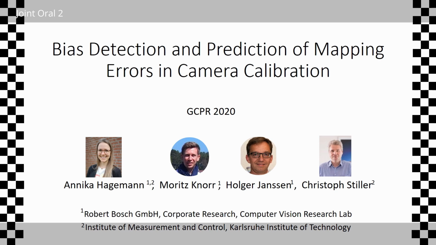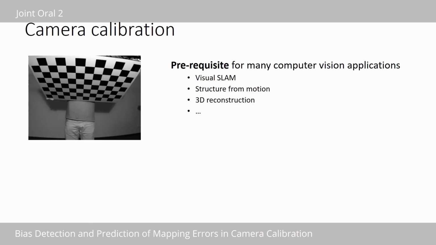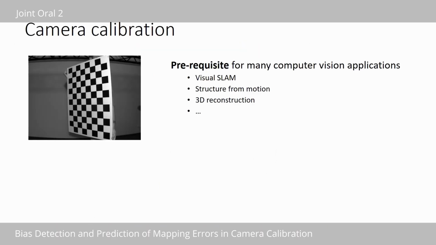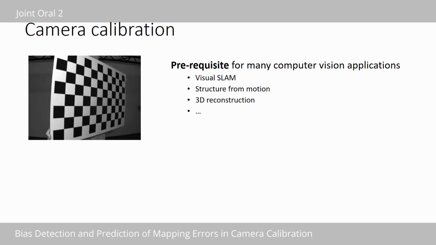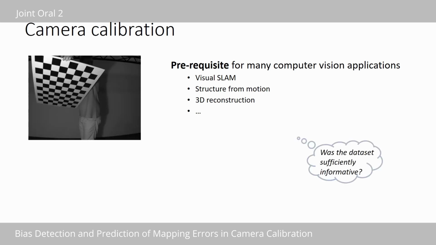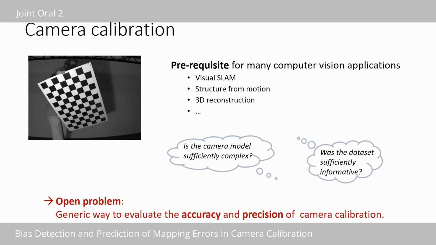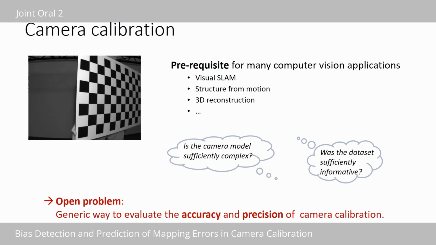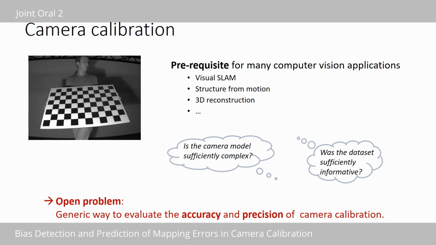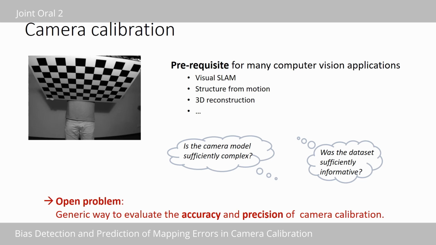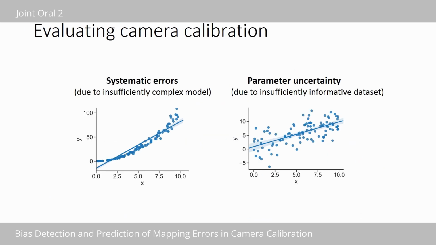I'd like to present our work on bias detection and prediction of mapping errors in camera calibration. Camera calibration is a precondition for many computer vision applications. However, it oftentimes remains hard to tell whether a calibration has achieved sufficient accuracy. We therefore present two novel methods to capture the fundamental error sources in camera calibration: systematic errors and remaining uncertainty.